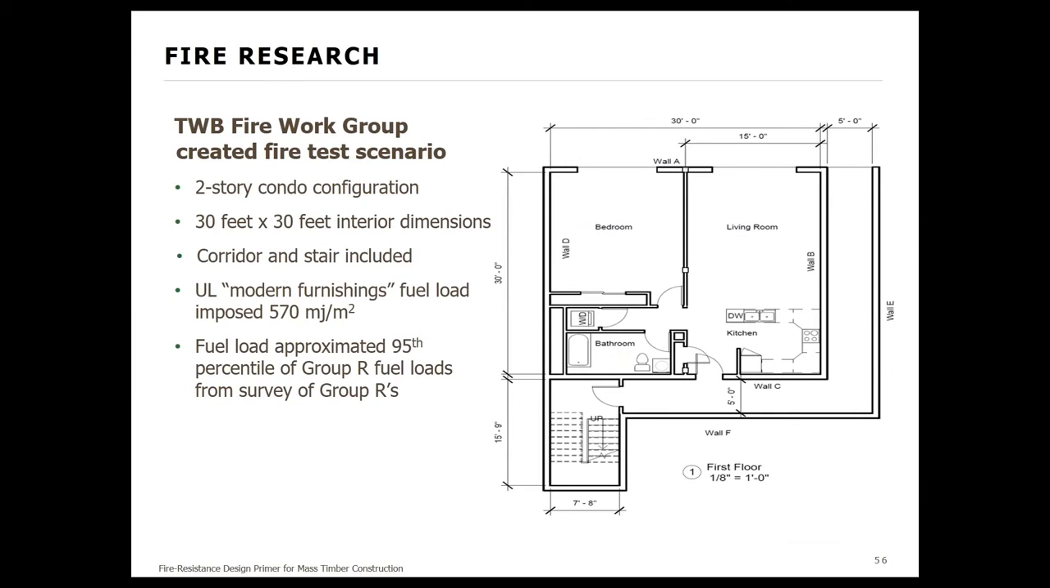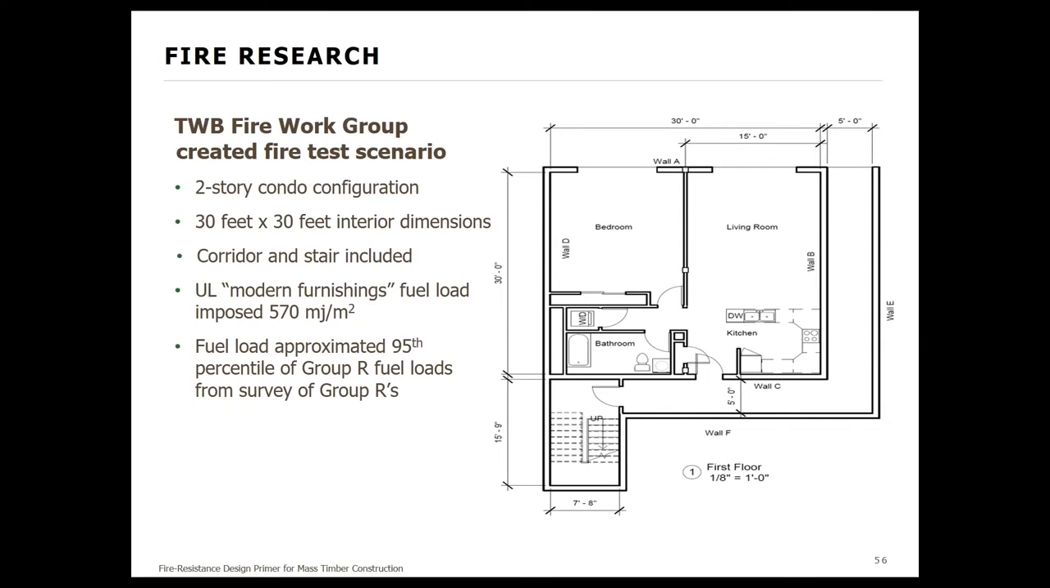This side, what we've done here shows the basic layout and the size and configuration of the two-story building chosen for the fire testing. You can see that it's going to be a two-story configuration. The interior dimensions were basically 30 feet by 30 feet. There were provisions for a corridor and a stairway that would wrap around the unit.